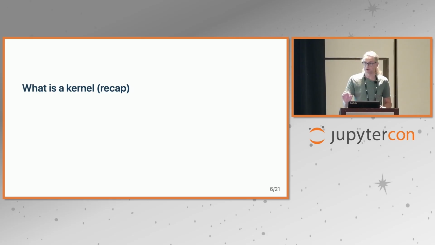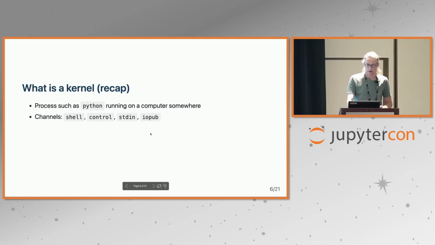So I want to tell you how subshells work. First of all, we'll have a small recap on what a kernel is, for those who aren't entirely familiar with the technical terms. A kernel is a process such as Python running on a computer somewhere. Could be local, could be remote, could be JupyterHub in the cloud, whatever. The kernel has a number of what we call channels, separate channels of communication. The shell channel is for executing your user code, the control channel is for things like shutting down the kernel, and so on. There are various ones.